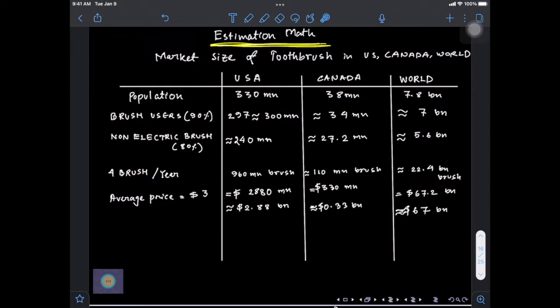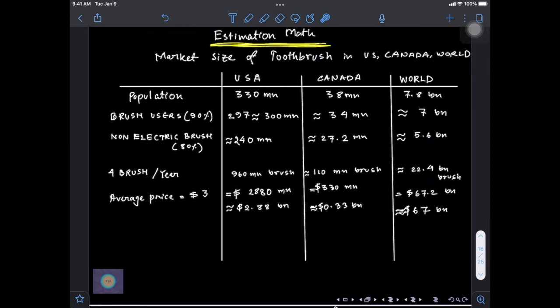Hi everyone, in this video we will take a look at estimating the market size of toothbrush. Particularly, we will look at estimating the market size of non-electric toothbrushes, and I'm going to do it for the US, Canada, and the whole world. To reiterate, the point of these kinds of questions is to see the logical steps that we apply to estimate. It is not about getting the precise and perfect number.